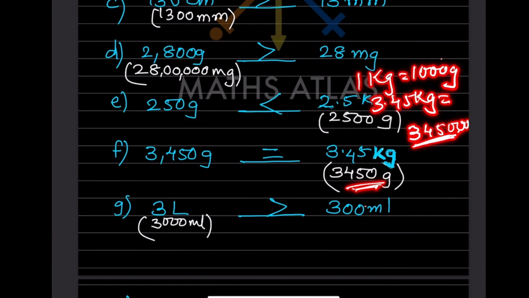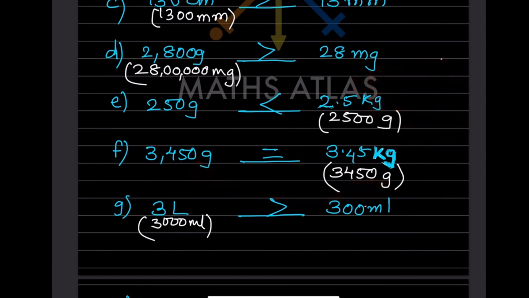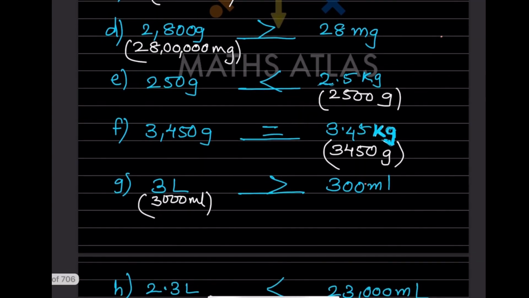Now what you can see, this and this both are the same, isn't it? So now what are you going to do? You are going to use the sign is equal to. Okay. So the next one, that is the G part. This is in liters and this is in milliliters. So 1 liter is 1000 milliliter.